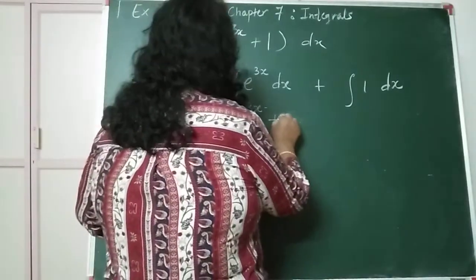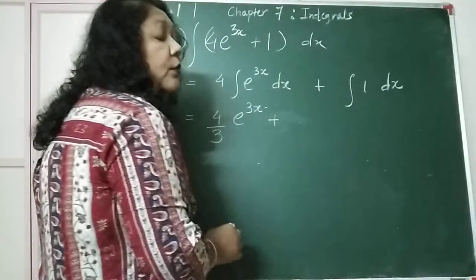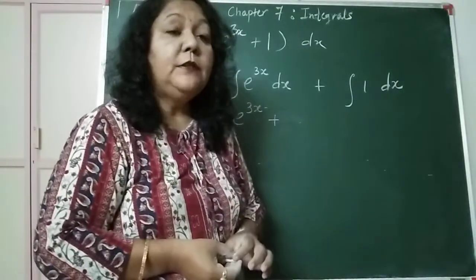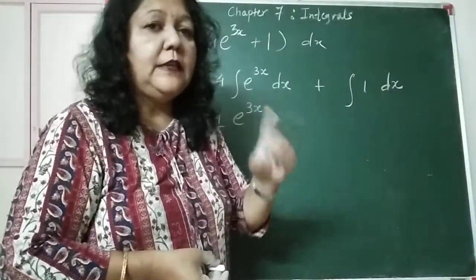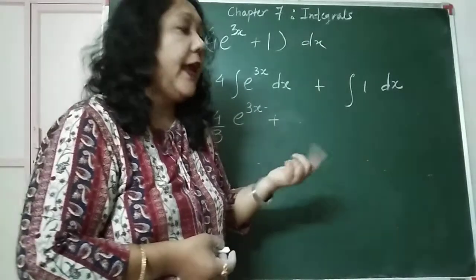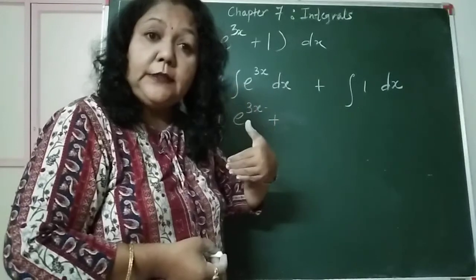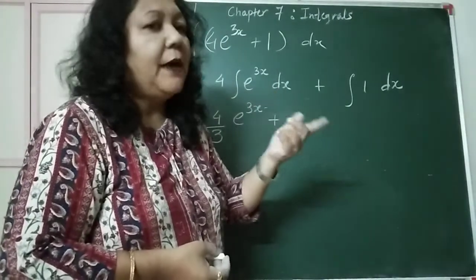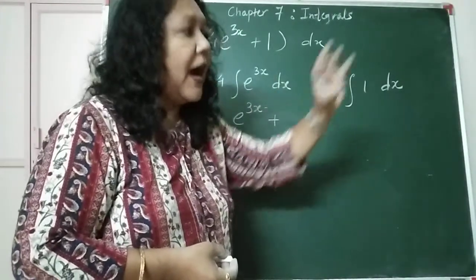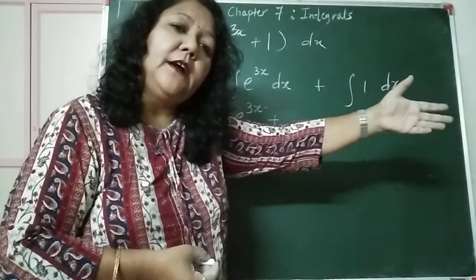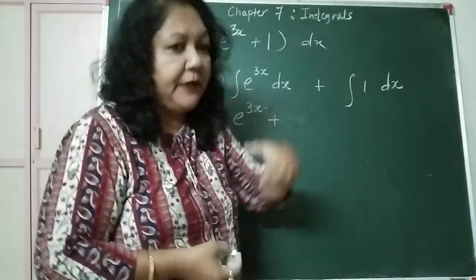Then plus 1. So earlier you know that d by dx of x is 1. Now you have to do the opposite. So d by dx of x, the answer was 1. So what will be the opposite of that? Integration of 1 will be x.